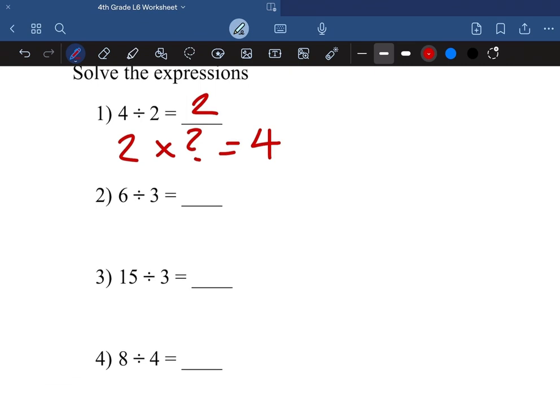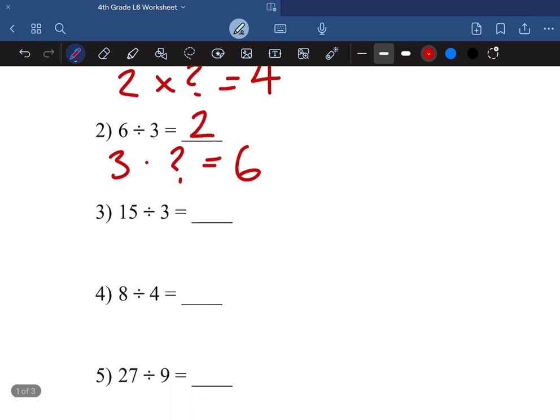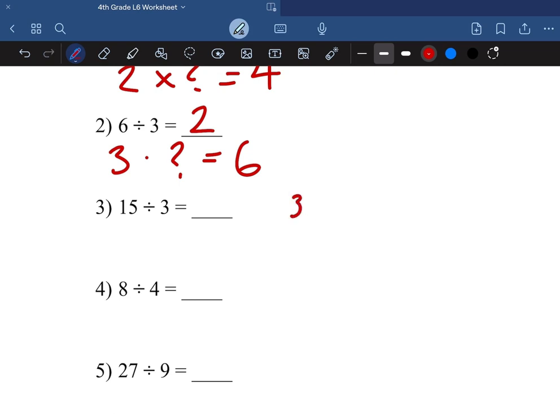So number 2, we have 6 divided by 3. So 3 times what number is equal to 6? 3 times 2 is 6, so the answer for number 2 is 2. Number 3, 15 divided by 3. So here, 3 goes into 1 0 times, so we write a 0 or leave it blank. 3 goes into 15 5 times, because 3 times 5 is 15. So the answer for number 3 is 5.